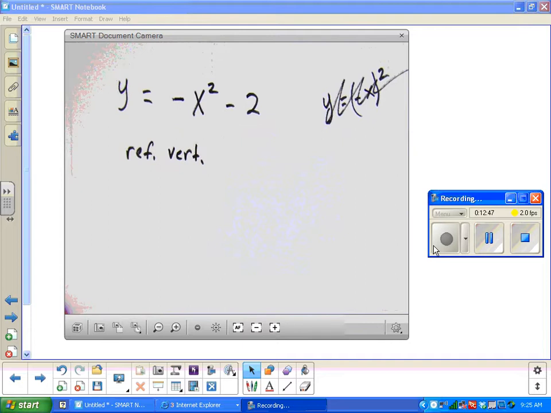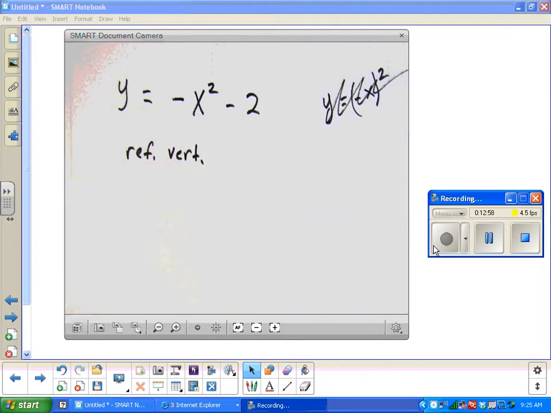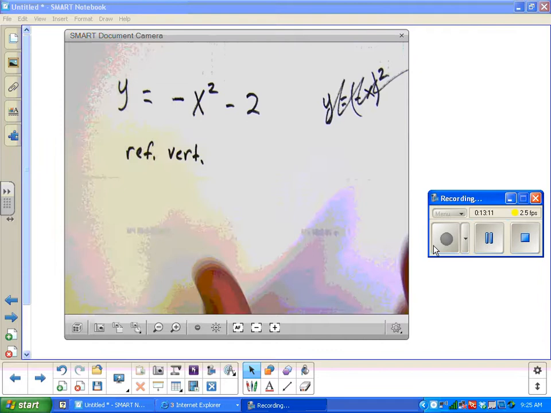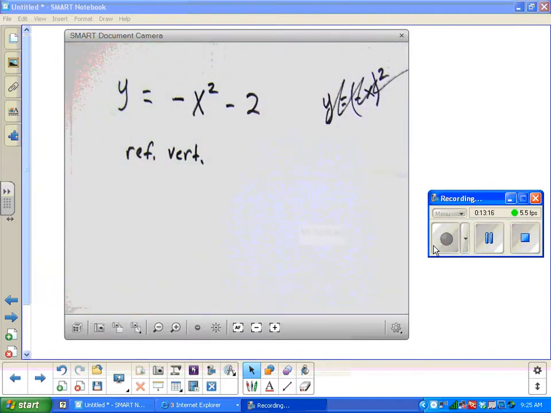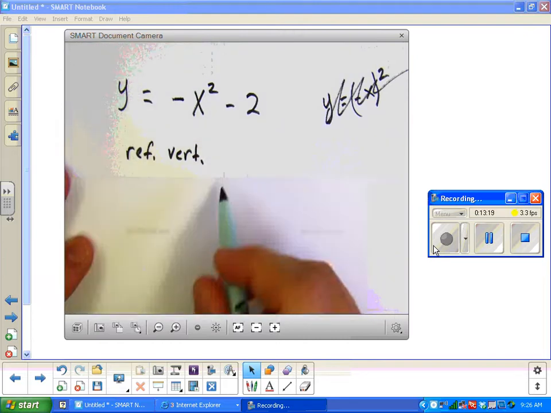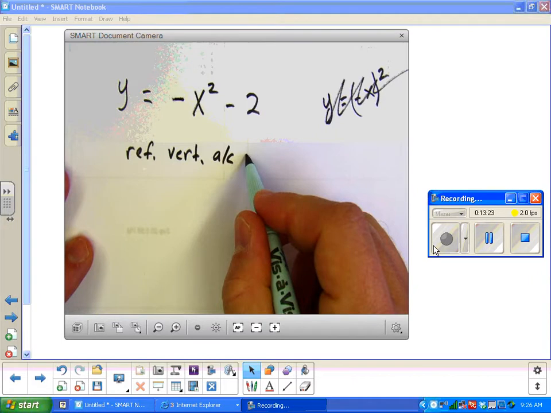Okay? Now I want you to think about that. Would that be across the x-axis or the y-axis? Now, y'all think about it. This is a parabola, right? If I reflect it vertically, which axis would it go across? The x. Okay? And that's confusing because normally if we think vertically, we think y, don't we? But if it reflects vertically, if I take it and do this, it's going to go across the x-axis. So it's going to reflect vertically, and we'll say across the x-axis.